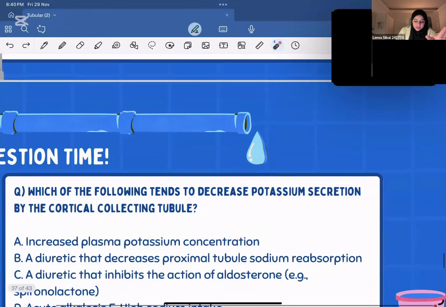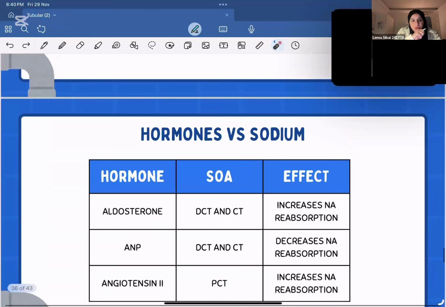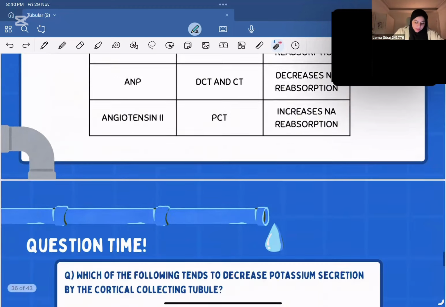Now, question time. First of all, before we ask questions, does anyone have any actual questions about this? Anything? Okay, I'm going to continue with questions then.